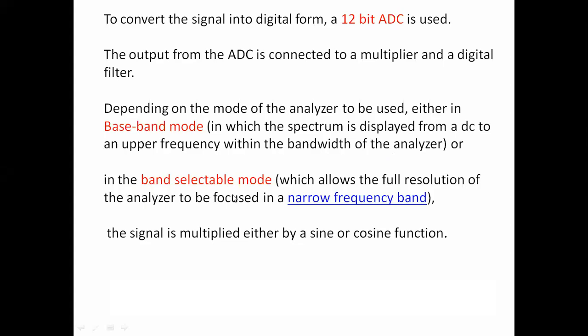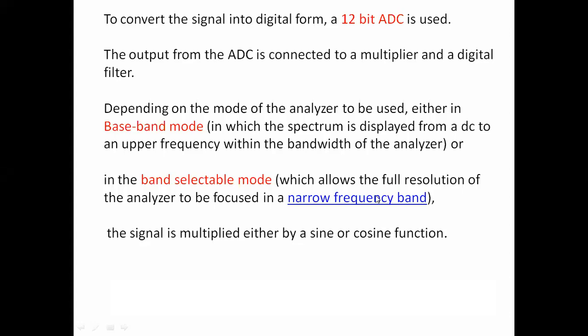So in the band selectable mode, we have to select one particular band, which allows a full resolution of the analyzer to be focused in a narrow frequency band. Suppose we have to analyze the signals in a narrow frequency band. In such a situation, we can identify that particular band of frequency, given a small band. So here it is a narrow frequency band. Also, we can identify the frequency signals, and we can analyze that identified signal.